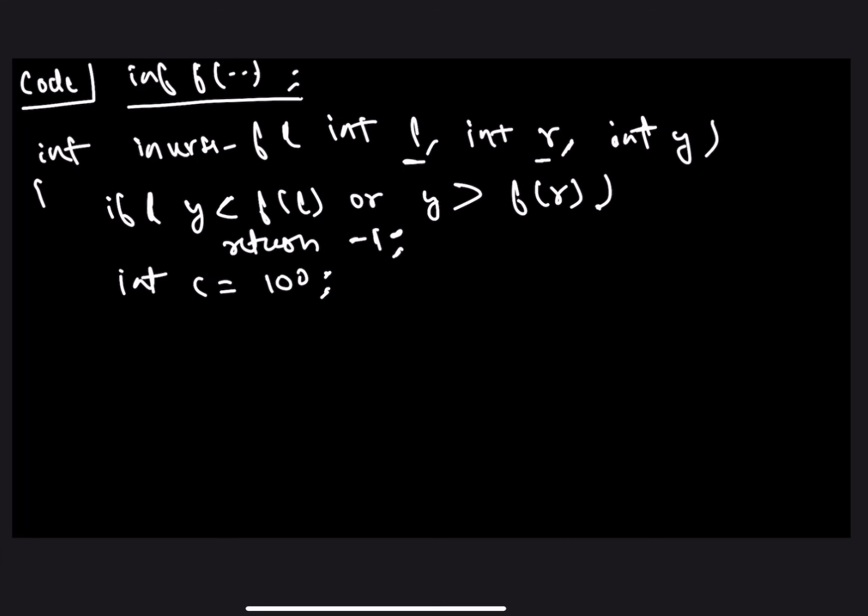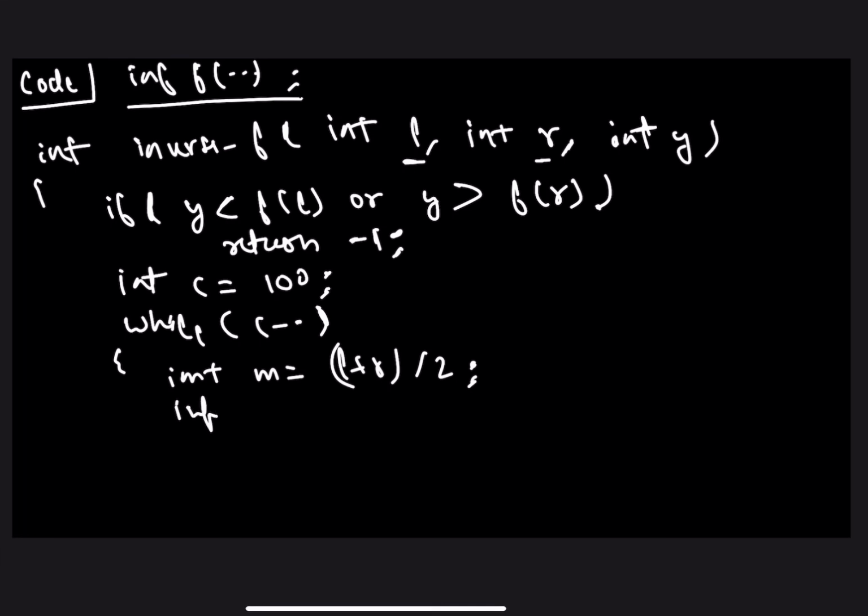Then what I'm going to do is while C minus minus. All right, then I will compute the value of mid, that is int m equals to (L plus R) by 2, and I will calculate the value of the function of m. So let's just say the value of function m is f of m.